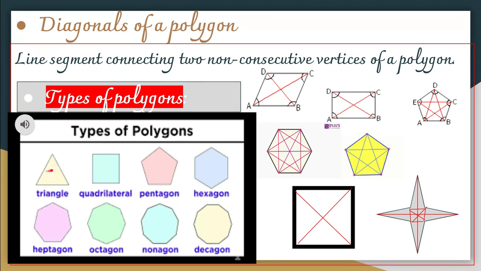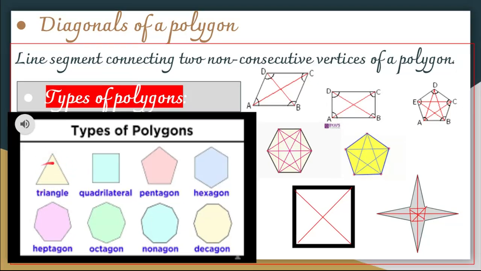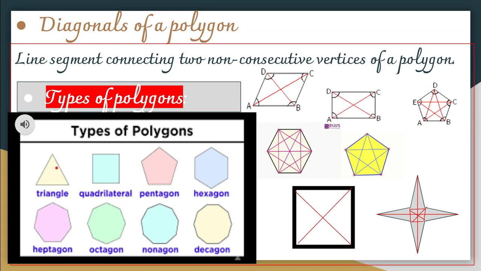Let's see. How many vertices does a triangle have? Three vertices, isn't it? Are there any non-consecutive vertices? No, isn't it? So that is why a triangle cannot have any diagonal. So what is the number of diagonals in a triangle? That is zero itself. Clear? So a triangle does not have a diagonal.